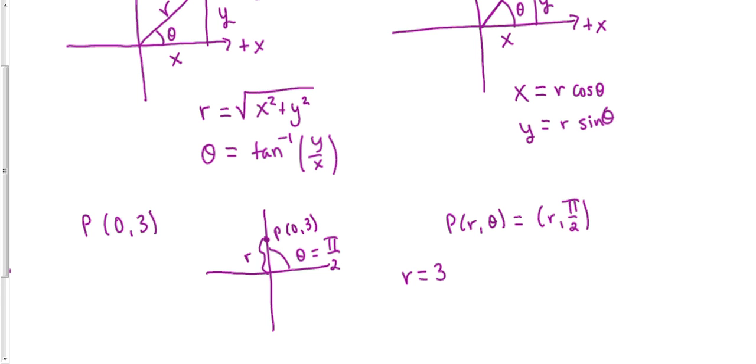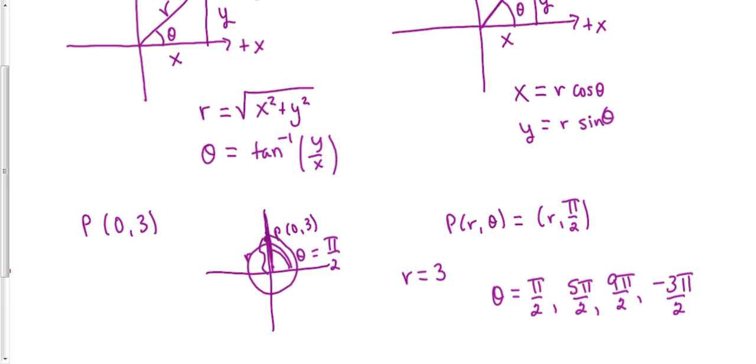But we need to remember that I don't just hit this ray once. I could go all the way around 2 pi and then come back. So really, theta could be equal to our original angle of pi over 2, or it could be 5 pi over 2 if I go all the way around once. It could also be 9 pi over 2. And of course, I could also measure clockwise, which would give me an angle of negative 3 pi over 2. So I have many options here.